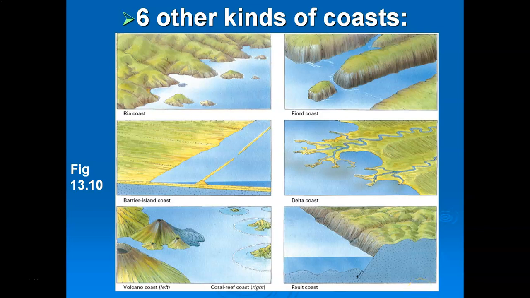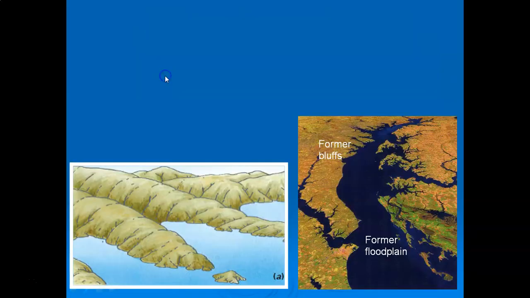This is lecture number 3. We're going to continue with coastal landforms. There are 6 other kinds of coast besides rocky headland coast and beach coast, and we're going to go over the 6. We're going to start with this first one that you've probably never heard of before.